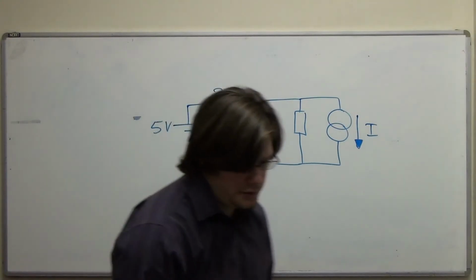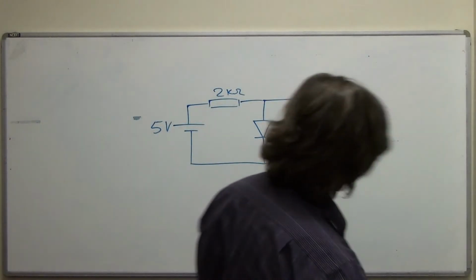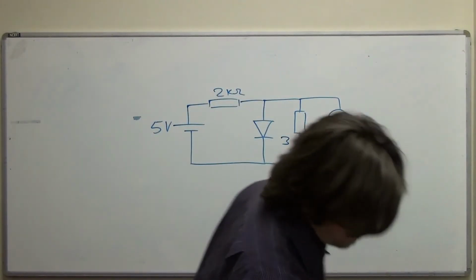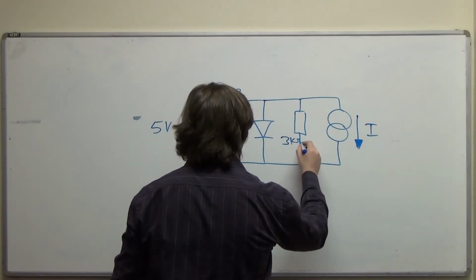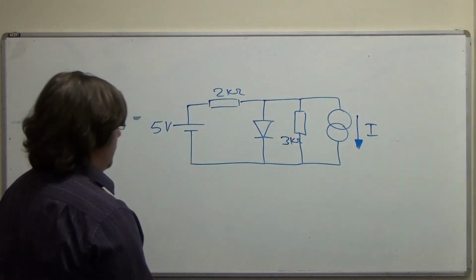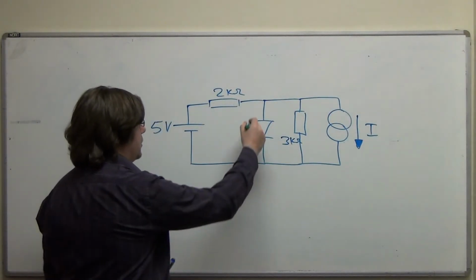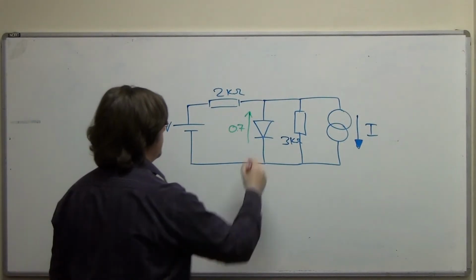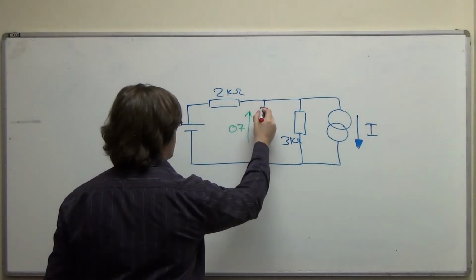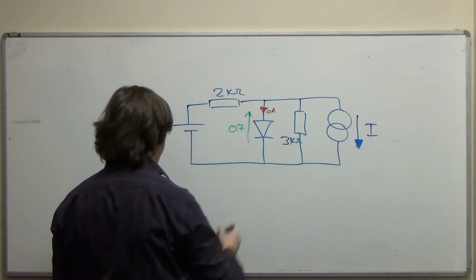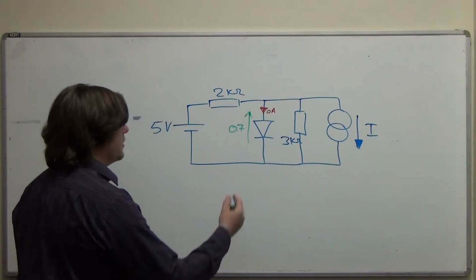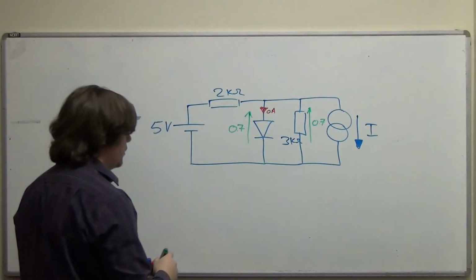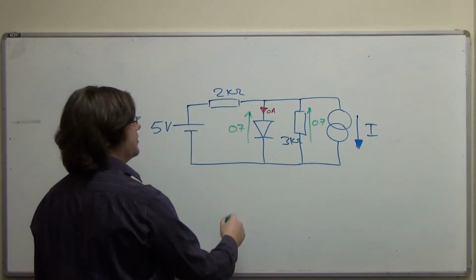Oh, I didn't put the resistor value in, did I? It was 3 kilo ohms. Yep, 3 kilo ohms. So we do the same thing that we always do with these, which is that has to be 0.7 volts, and there can be no current down there. It's got to be 0 amps. So we know that we must have 0.7 volts across this resistor, so we can work out what the current is in the resistor as well.